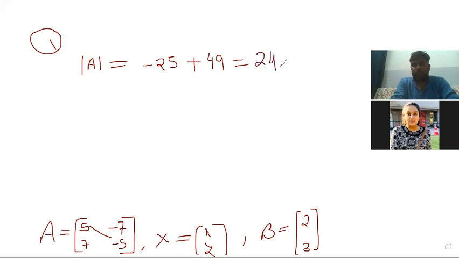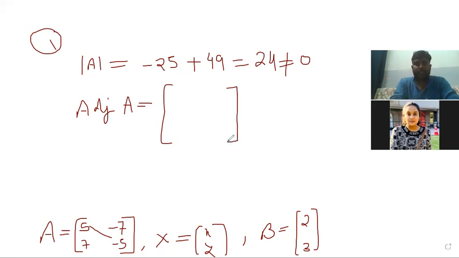So it is not 0. If determinant A becomes 0, then we cannot find A inverse. So determinant A is not equal to 0, which means we can find A inverse. Now, I have already told you how to find the adjoint A for a 2 by 2 matrix. It is very simple. In a 3 by 3 matrix, we find the cofactors and take the transpose of that. Then we get the adjoint A.